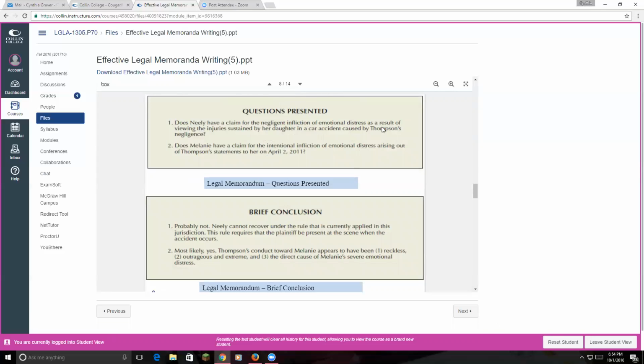Here's some questions presented. Does Neely have a claim for the negligent infliction of emotional distress as a result of viewing the injuries sustained by her daughter in a car accident caused by Thompson's negligence? This is a good question, because I don't need to know who Neely is. I don't need to know who Thompson is to figure out what the issue is. The issue is, if I see my daughter be in a car accident, that's going to be upsetting, obviously. So would I have a legal claim for negligent infliction of emotional distress under those circumstances?